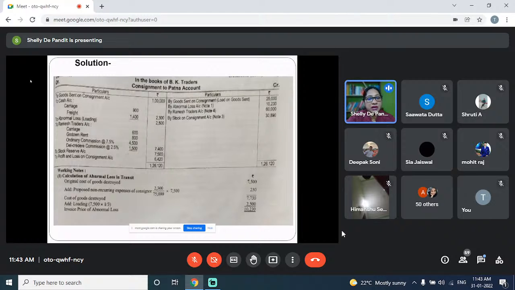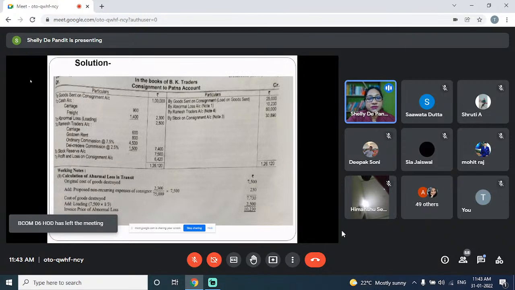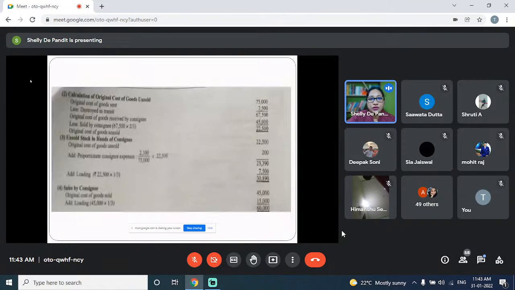So I put that, and then I found out the stock reserve. The load we have already found out, 22,500 into one-third, 7500. So this is my load, I have put it. But remember, we have written to stock reserve, following the journal. And the profit arising out of this consignment is 6420.